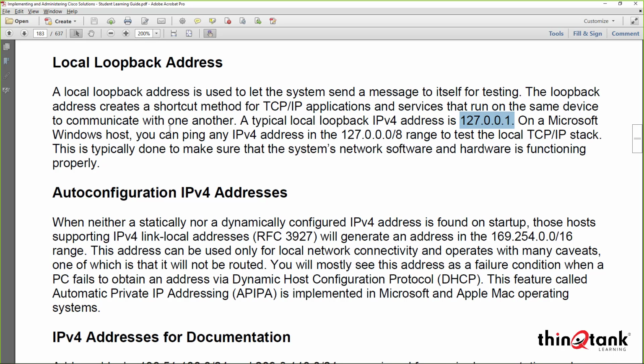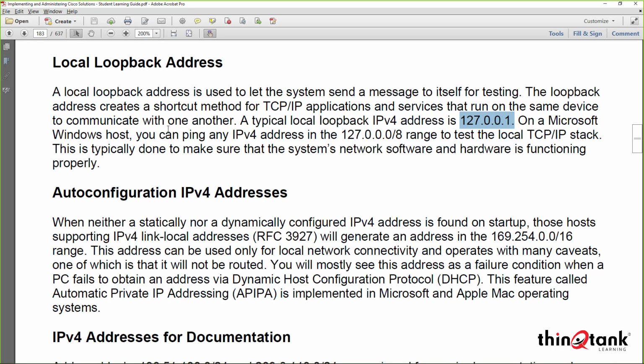We're looking for a reply, and a reply to that ping indicates what? That the software is working on the computer. It's not testing my local physical interface. It's not testing connectivity to the local LAN. It's literally testing the software stack.